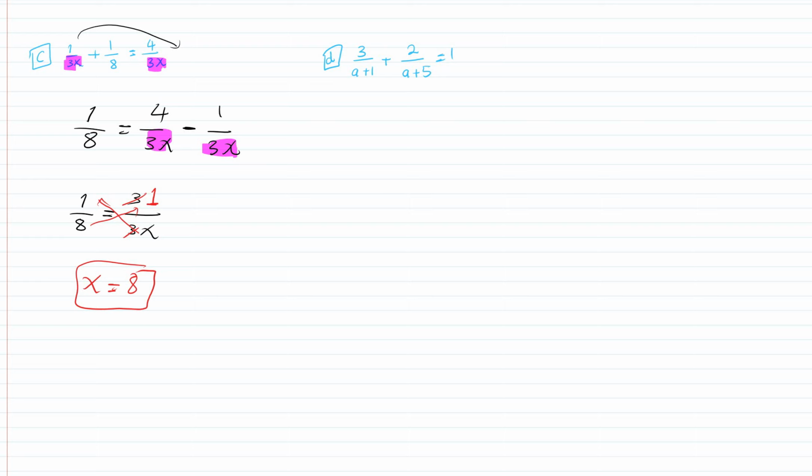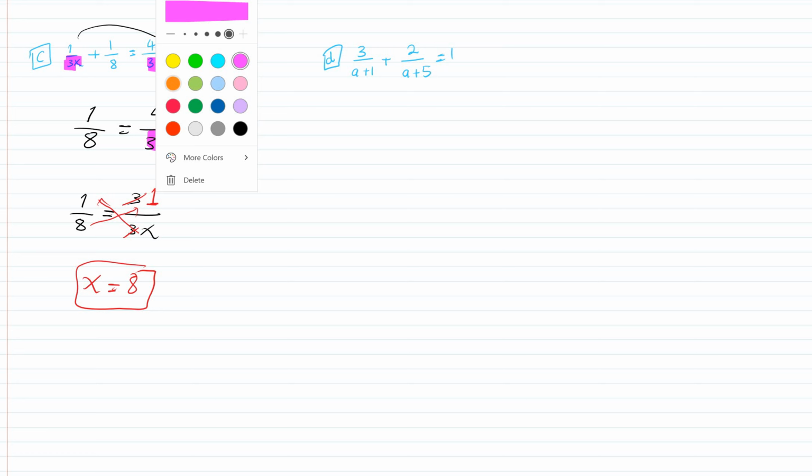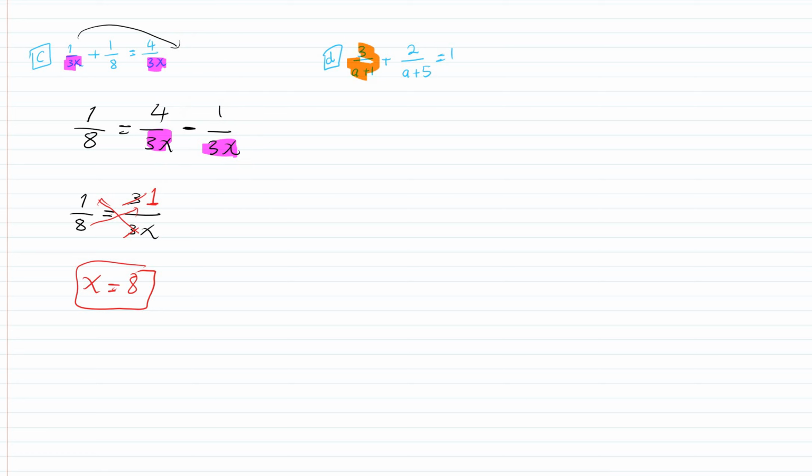Okay, let's go to the last example about rational equations in this video, which is 3 over a plus 1 plus 2 over a plus 5 equals 1. This is something different, students, because in this question we don't have a common denominator. In this denominator I have a plus 1. This denominator is a plus 5. On the other side also equals 1. So I don't have a common denominator. So how should I find the answer?